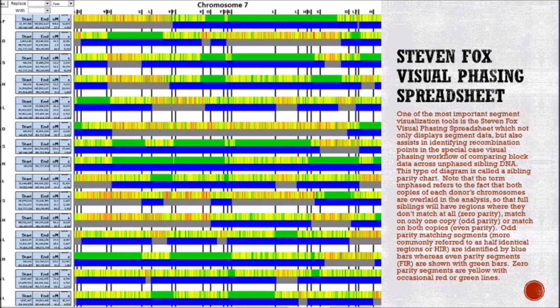I have not been able to get a lot out of it personally though, because it requires multiple siblings, and I just don't happen to have that kind of thing in my family with the DNA resources I have. But for those who do, this is really an amazing tool, and it was one of the pioneering visual phasing tools on the internet. So I highly recommend you taking a look at this and deciding whether this is something that would be useful for you.